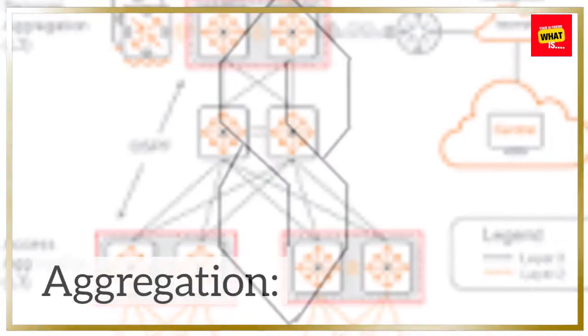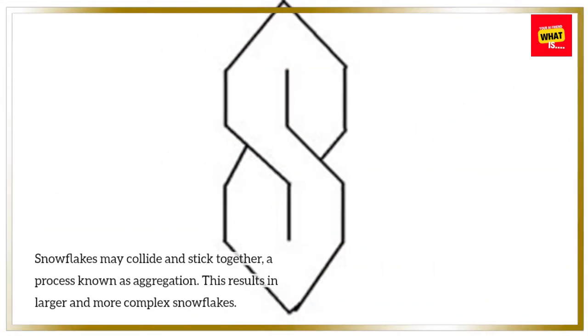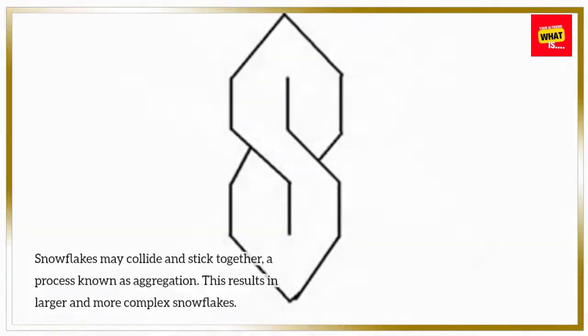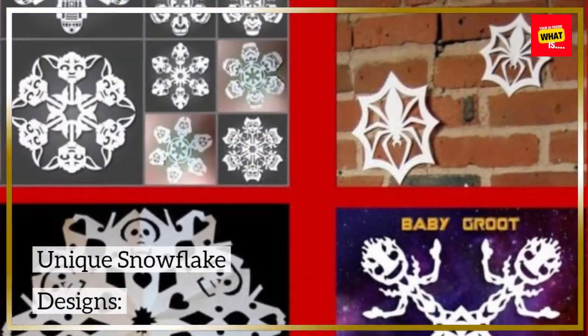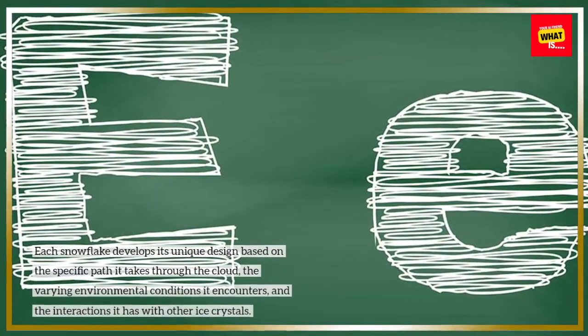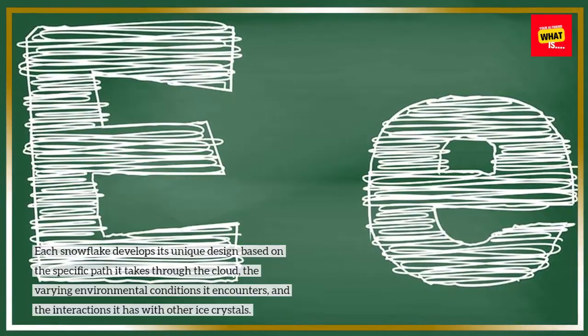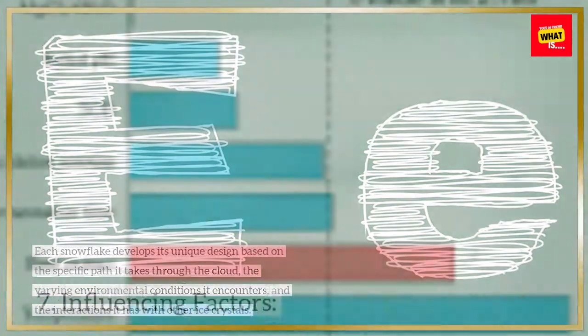Aggregation. Snowflakes may collide and stick together, a process known as aggregation. This results in larger and more complex snowflakes. 6. Final snowflake structure. Unique snowflake designs. Each snowflake develops its unique design based on the specific path it takes through the cloud, the varying environmental conditions it encounters, and the interactions it has with other ice crystals.